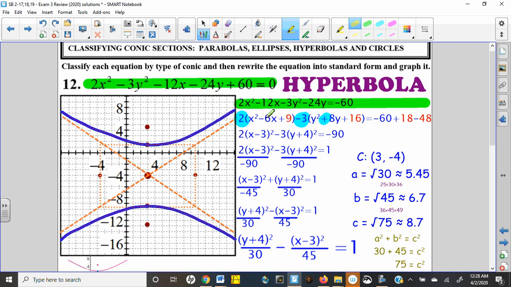Half of 6 is 3. 3 squared is 9. But 2 times 9, right? Don't forget, multiply, a couple people did, is 18.